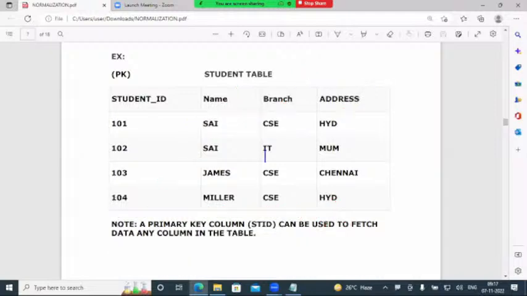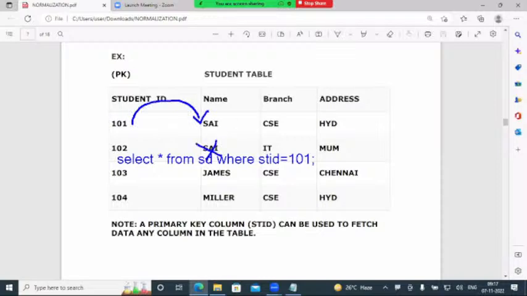Instead, I write select star from student details where student ID is equal to 101. Tell me who will come? Exactly who you want. With student ID 101, the Sai you expected, only that person comes, and the other person will not. This is called dependency. Your name, branch, address, all remaining details I can fetch with the help of the student ID column. This kind of situation we call fully dependent columns.